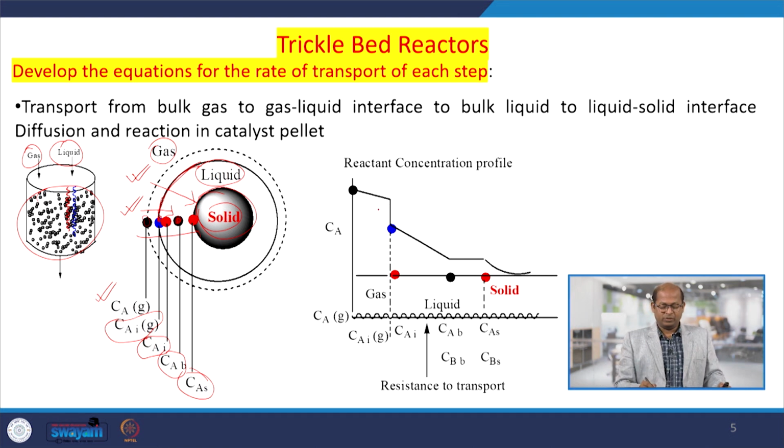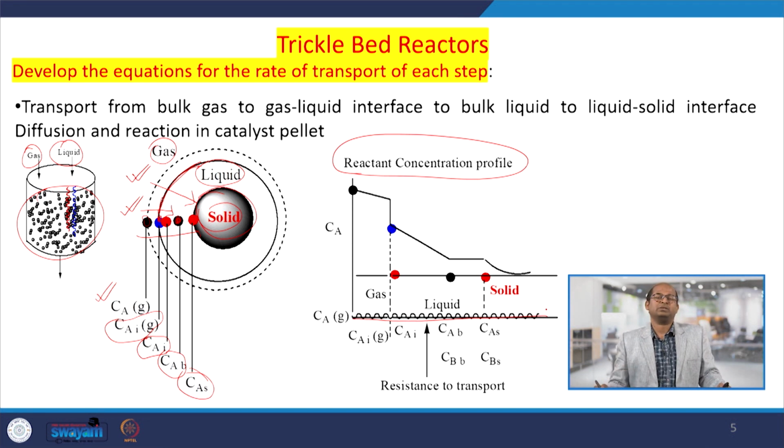Here I am showing the reactant concentration profile. On the x axis is the resistance, and on the y axis is the concentration of component A. A is the gas and B is the liquid, reacting in the presence of the solid catalyst, and a product is formed in this reaction. So, gas, liquid and solid.